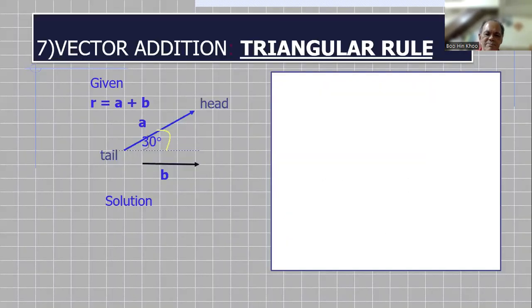Okay, let's try the example using the triangle rule. This is your A, 30 degrees to the horizontal. That's the tail, that's the head. That's your resultant, A plus B.